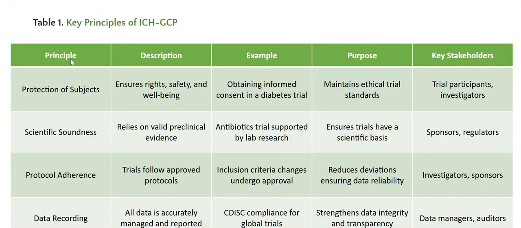Summary tables. As of Table 1, we have key principles of ICH-GCP: the principle, description, example, purpose, and then key stakeholders. As principle, we have the protection of subjects, scientific soundness, protocol adherence, data recording and monitoring, and quality assurance, QA.